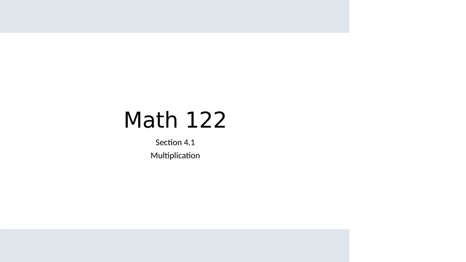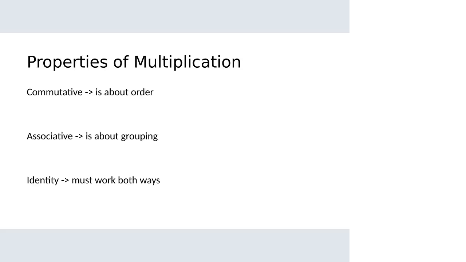Okay, here we go. Just like we did with addition and subtraction, we're going to start out talking about these properties that go along with multiplication. Same properties we've seen before. Commutative, that is about order. Associative, that's about grouping, not about parentheses, it's about grouping. And identity, but remember, to have an identity property, it has to work in both directions.